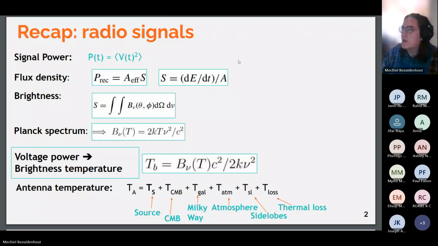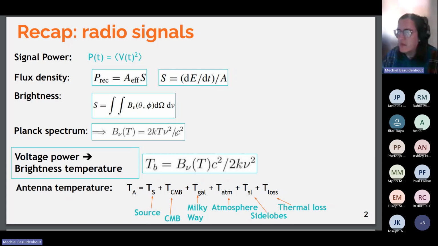So we said that a radio telescope receives a signal, a radio wave from the sky, and digitizes it into a voltage, a time series of complex voltages. And the power of the signal is given by the square of the amplitude of that voltage. And this power is related to the flux density of the source multiplied by the effective area of the telescope. The flux density is given by the integral of the intensity of the emission over solid angle and frequency.